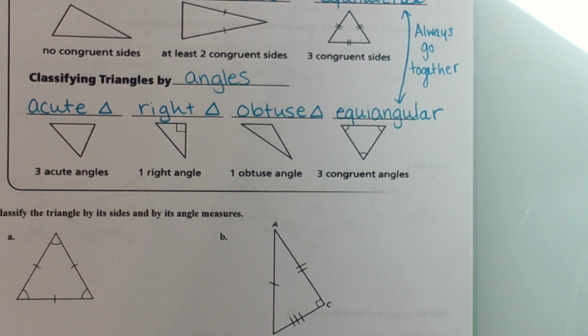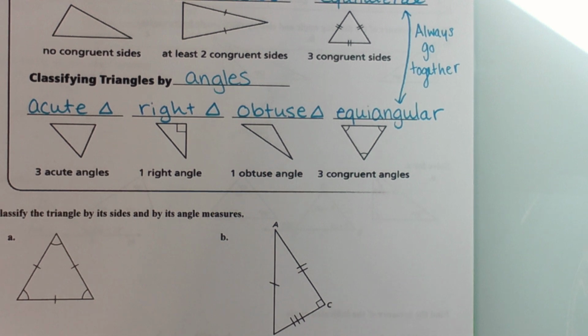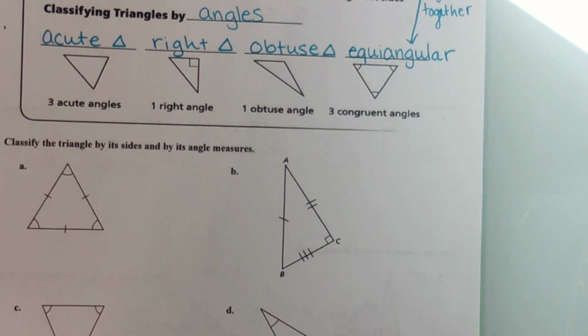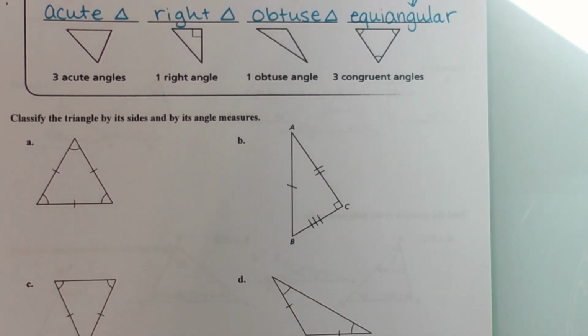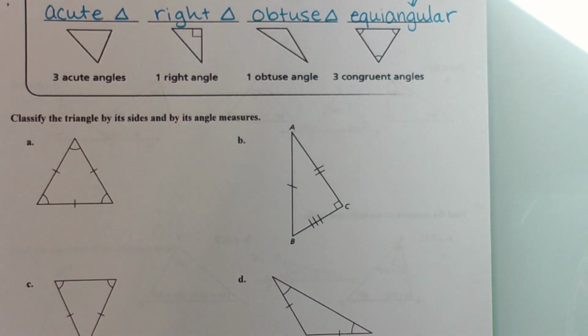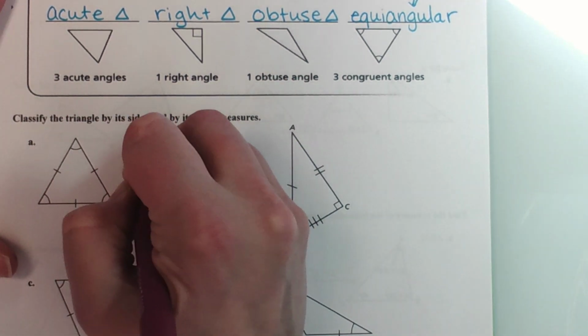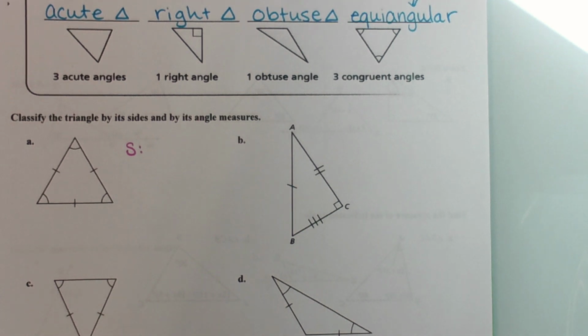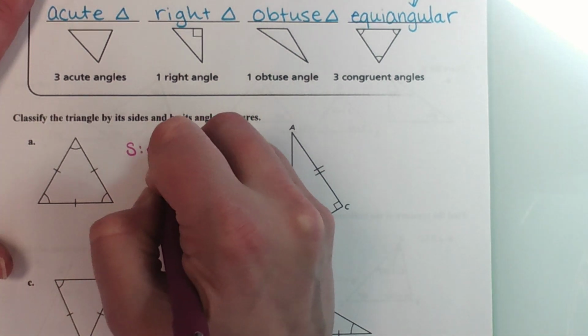So, one of the things you're going to be asked to do is to classify the triangle by both its sides and its angles. So, I'm going to start off with that one. I'm going to start with classifying by sides. How many congruent sides does this triangle have? 3, and if it has 3 congruent sides, what do we call it? Equilateral.